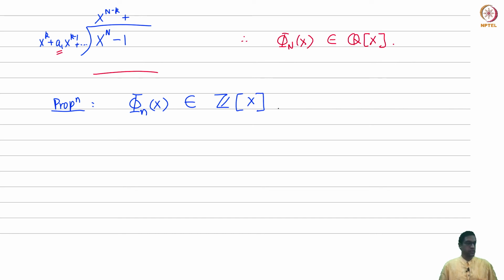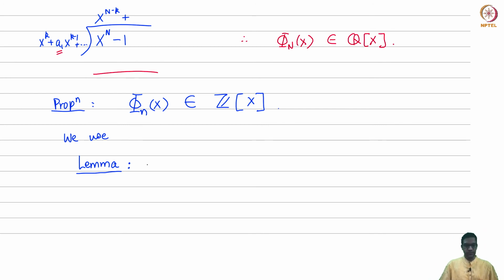Okay, not just rationals. In fact, their coefficients are integers. So to prove this, you had seen something along these lines in the earlier lecture on Gauss's lemma and so on. To prove this, we use a corollary of Gauss's lemma. Let me state this as a lemma, because it will be used repeatedly in this whole analysis of cyclotomic polynomials and so on.